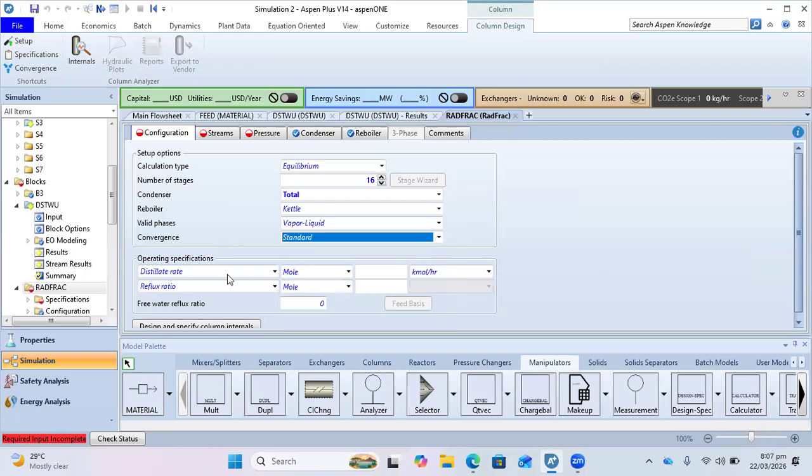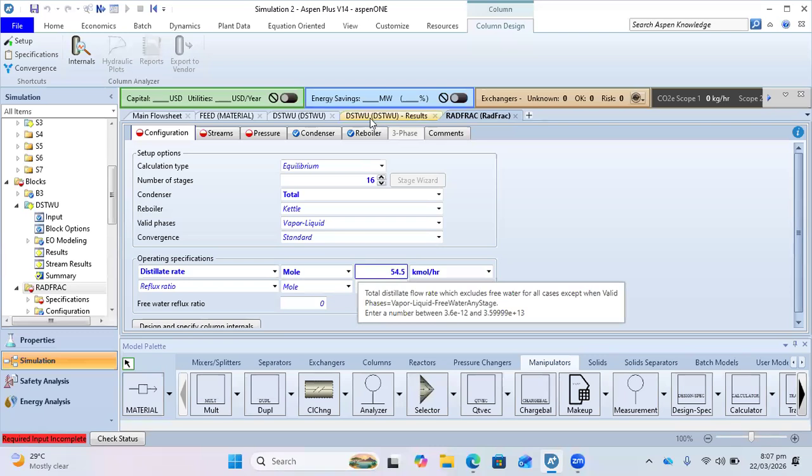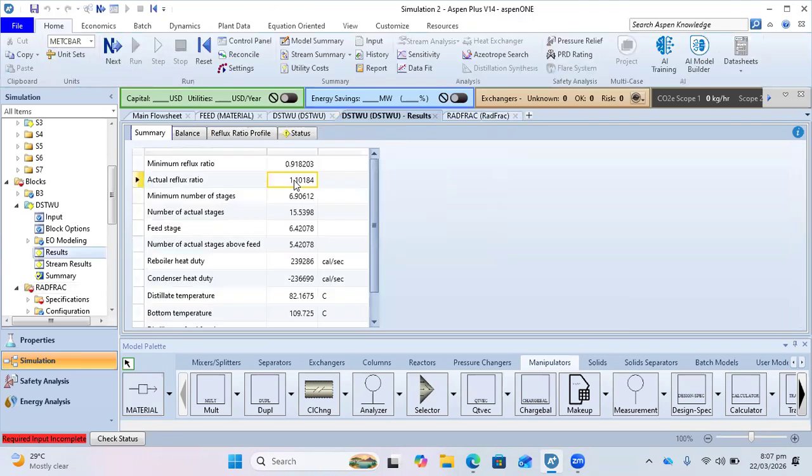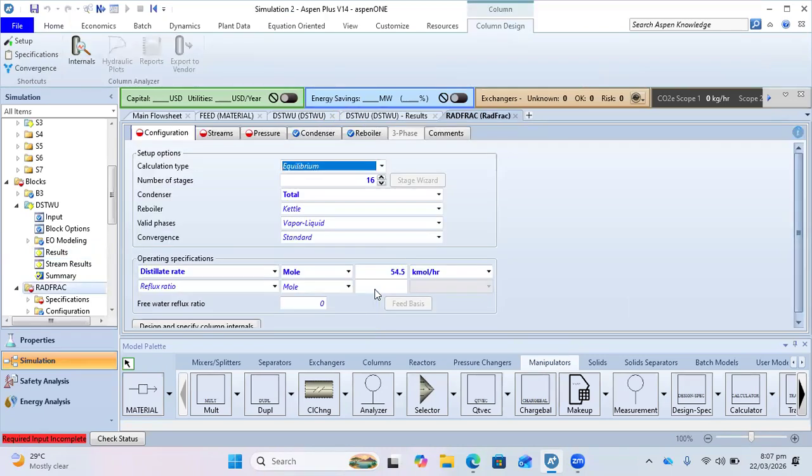Now, the distillate rate, we calculated that from the question. So the distillate rate was 54.5 kilomole per hour. So we'll just put that value in here, the 54.5. And then the reflux ratio, we'll take what we got from the DSTWU. So from the DSTWU results, we had the reflux ratio to be 1.10184. So I'll just copy that and then paste it here. So we have that now.